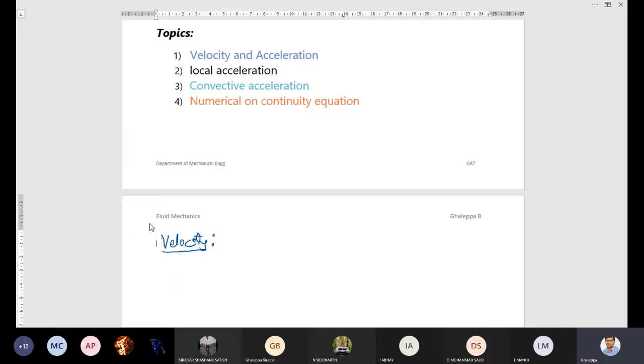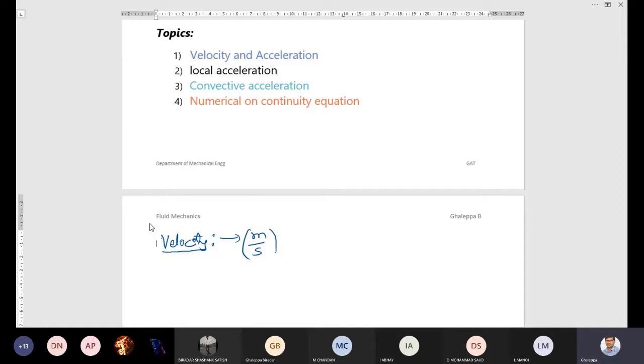So what do you remember about velocity? Velocity is a property of the fluid and is defined as the distance traveled by a fluid per second. That is the simple definition you can give: the distance traveled by a fluid per second, or the rate of flow of fluid per second. The unit is meter per second.